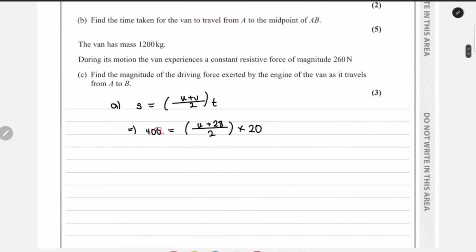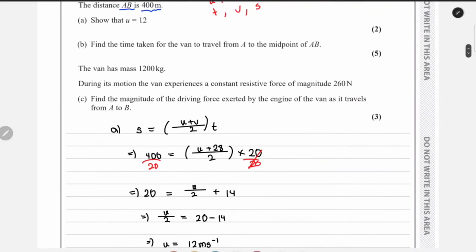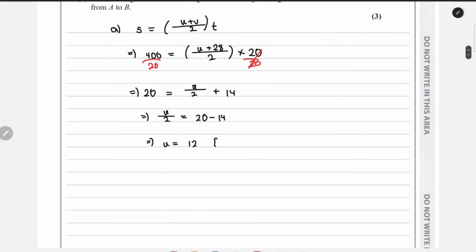We can divide both sides by 20, so we'll have 20 on this side, and on this side we'll have u by 2 plus 14. So u by 2 will be 6, 20 minus 14. So u will be 12 meters per second. And that's it. This was the show question.